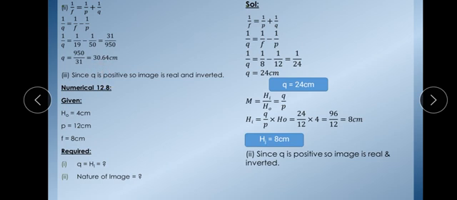As we can see, the answer of q, distance of image, is positive. So image is real and inverted, because all of you know that real images are always inverted.